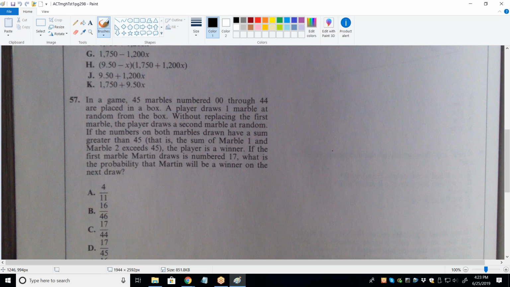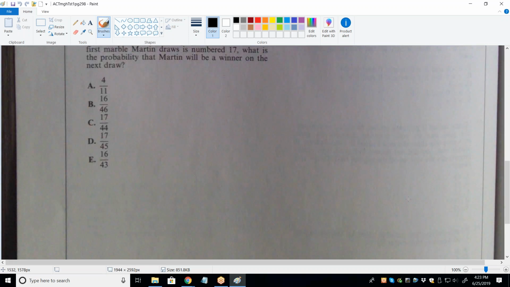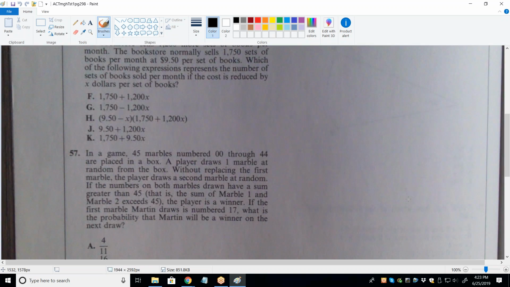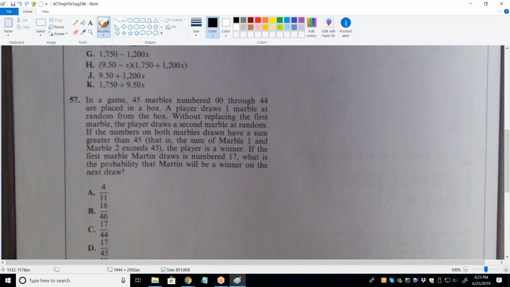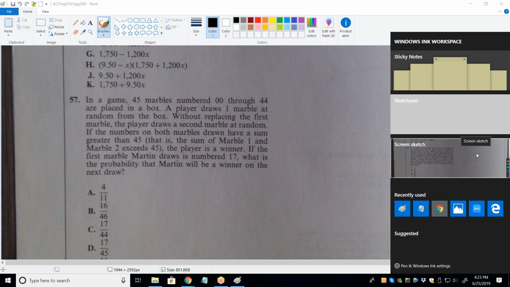Oh, this one looks good. Yeah. A game has 45 marbles, numbered 1 through 45. Just look at our answers for a moment. Okay. I don't think the answers are really going to help you here. They might, but let's see if we can deal with it first.